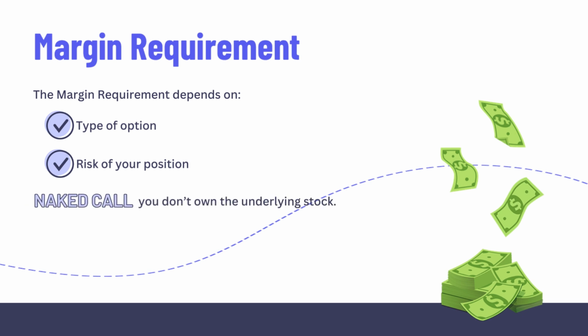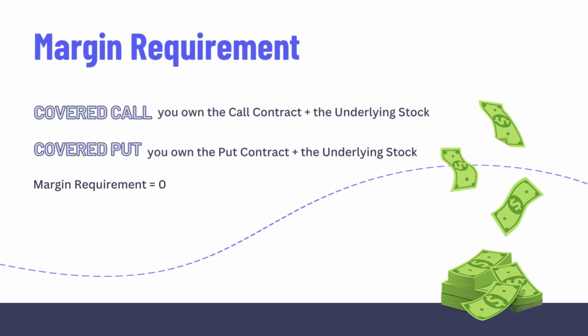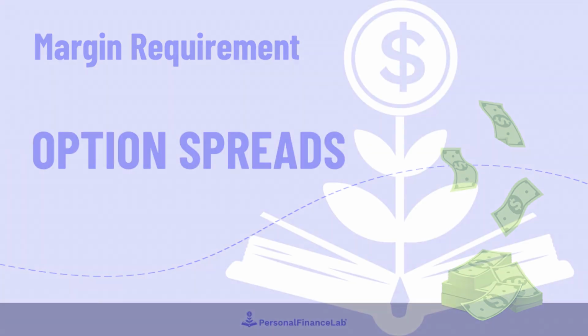If you write a naked call, which means you sold the call option contract only, your margin requirement would be 20% of the underlying stock plus the premium received. When you sell a covered call or a covered put, the margin requirement will be 0, since you have the collateral to support your position.